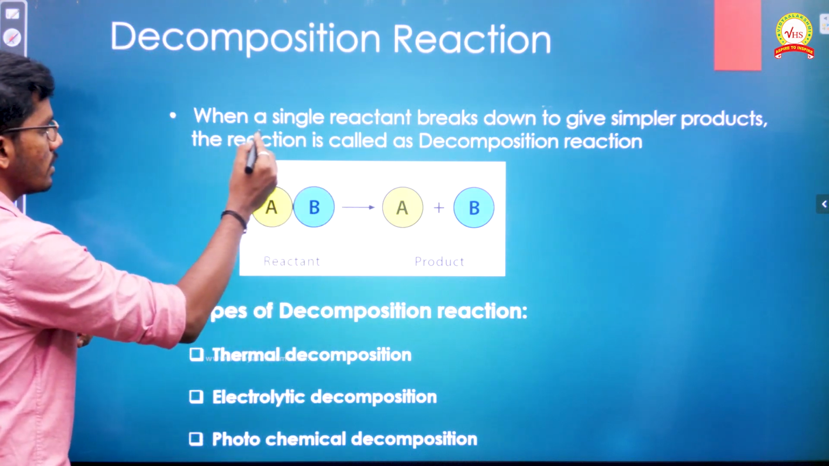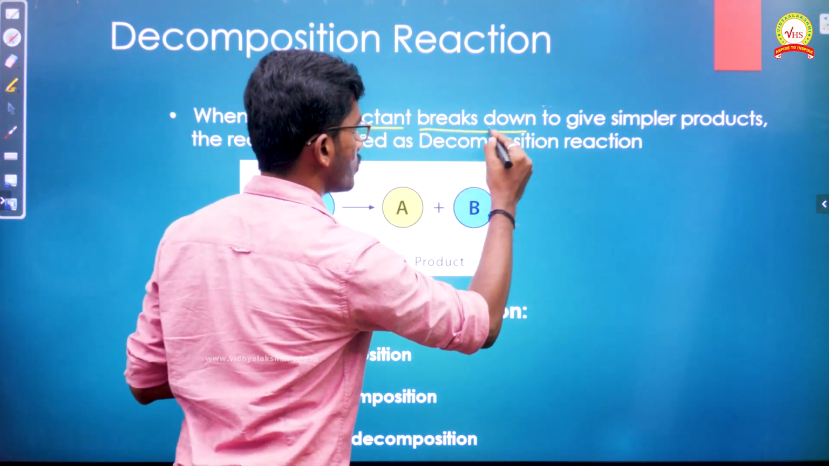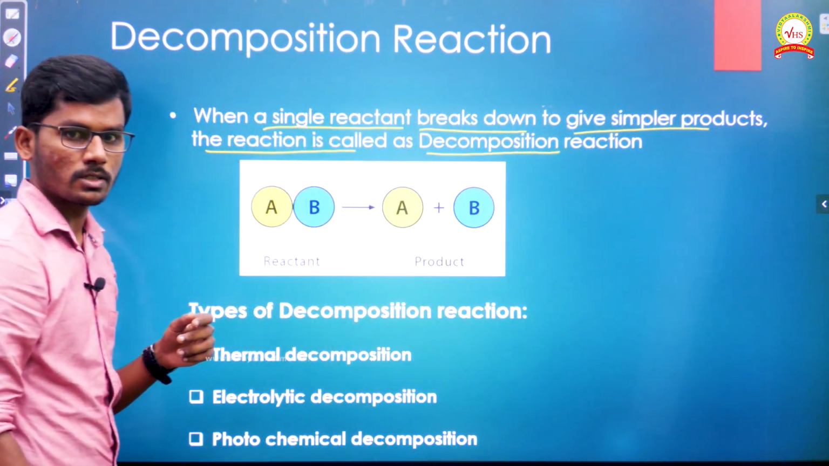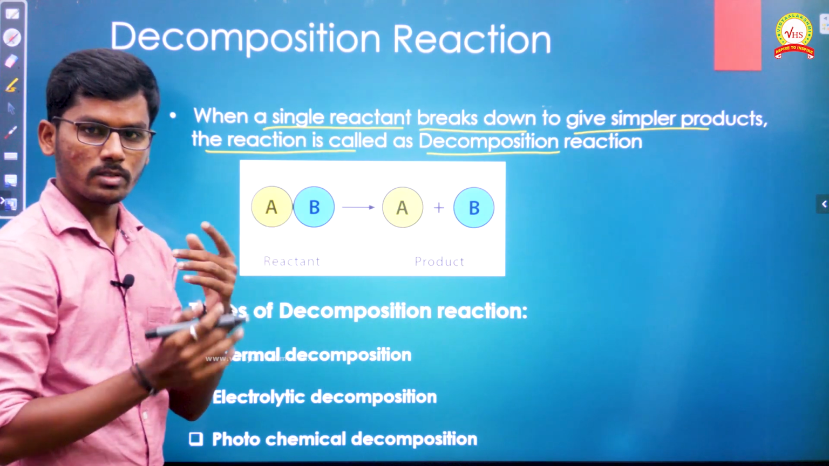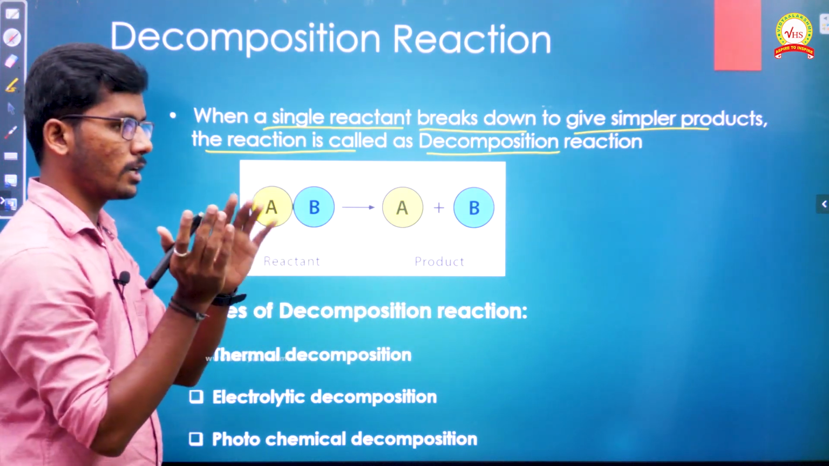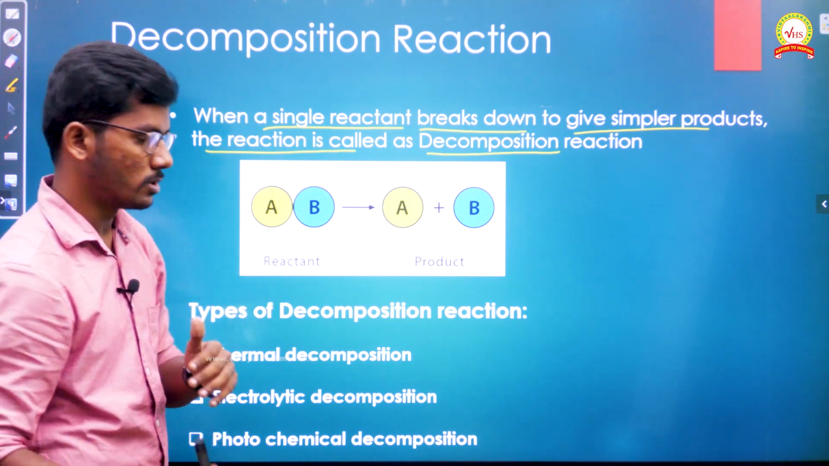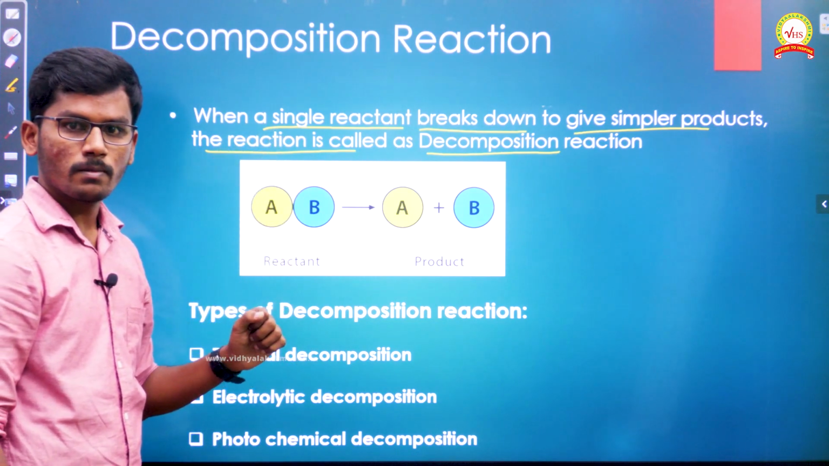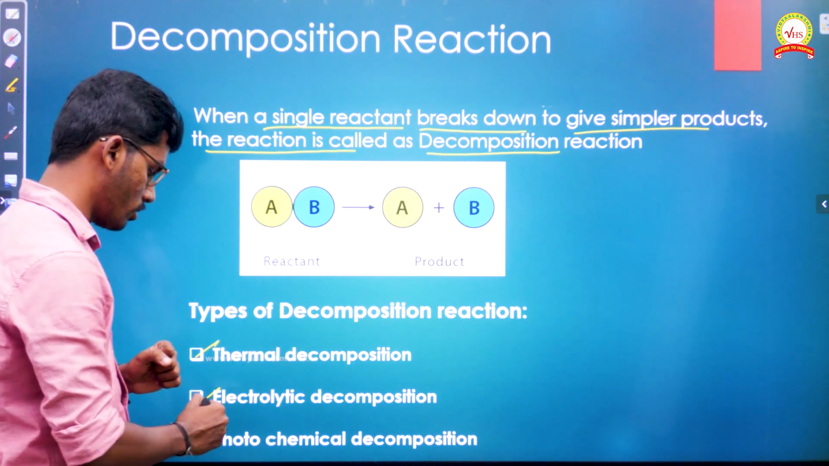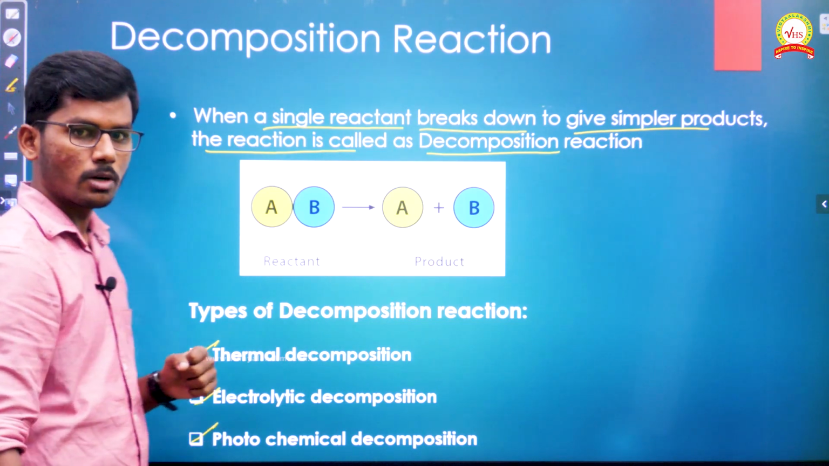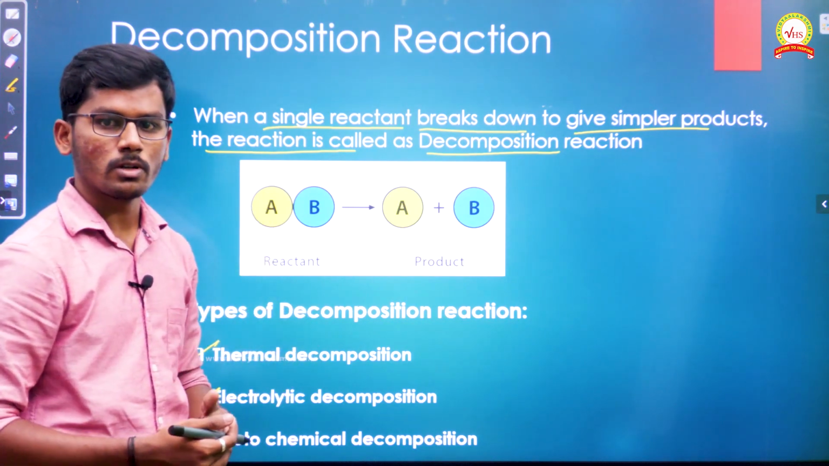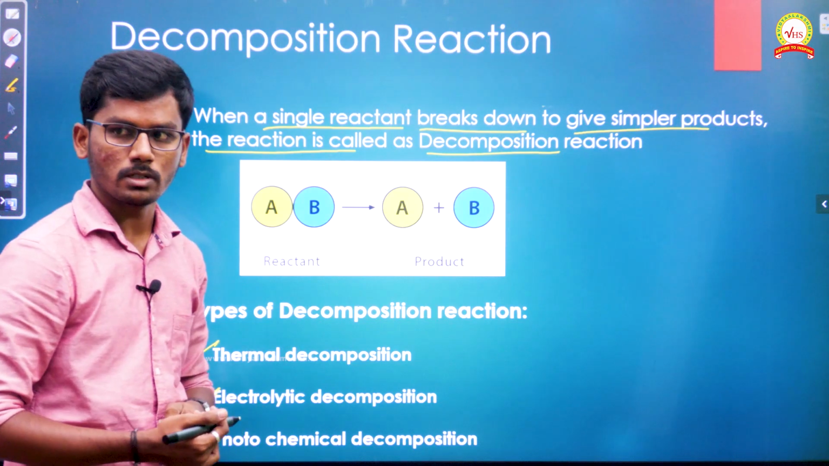You just follow the lines. When a single reactant breaks down to give simpler products, then the reaction is called a decomposition reaction. You just keep in mind, combination combines to give a single product. In decomposition, one reactant breaks down to give several products. You can compare and study combination and decomposition. So to deal with this decomposition, we have 3 kinds of decomposition reaction. One is thermal decomposition, the next one is electrolytic, and the third one is photochemical decomposition reaction. In the next part of this video, we are going to discuss what is thermal decomposition, what is electrolytic decomposition, and what is photochemical decomposition reaction.